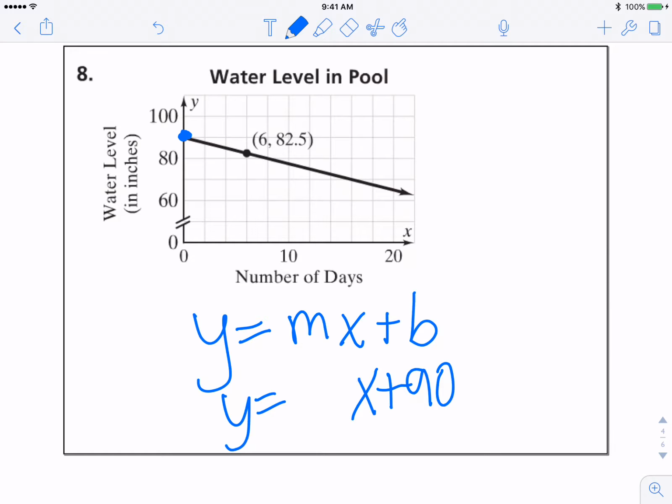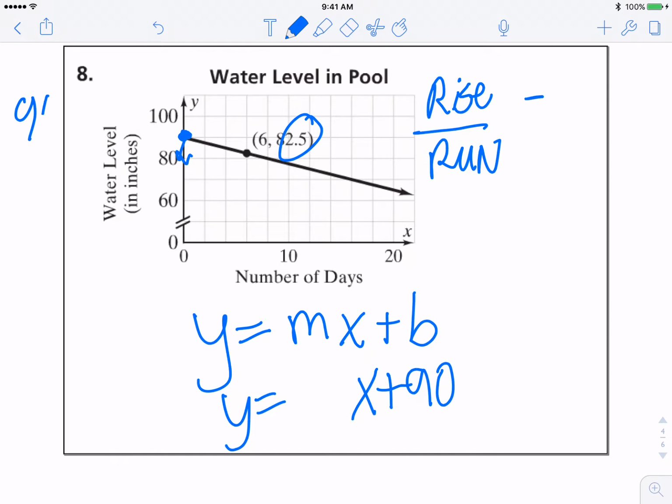Then we need to find our rise over our run, our slope. Use the other point that they give you. Our rise, I'm going to need to go down, so this is going to be a negative rise. And I'm going from 90 to a y value of 82.5. So you need to do 90 minus 82.5. Punch it in your calculator. 90 minus 82.5 will give us an answer of 7.5. And that's a negative change because you're going down.